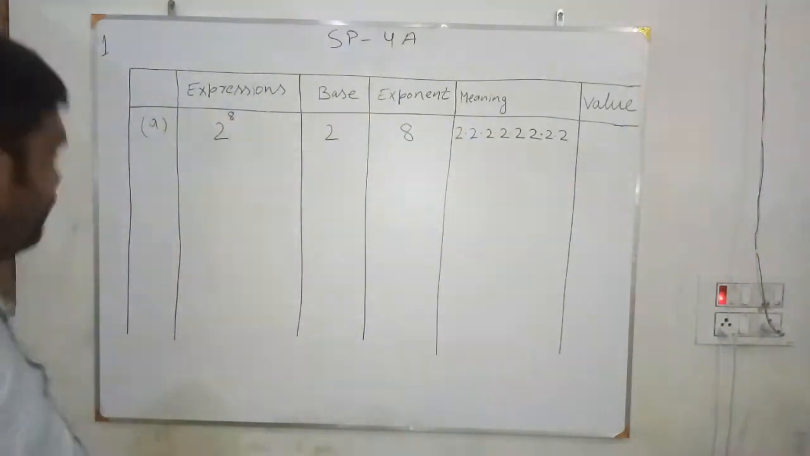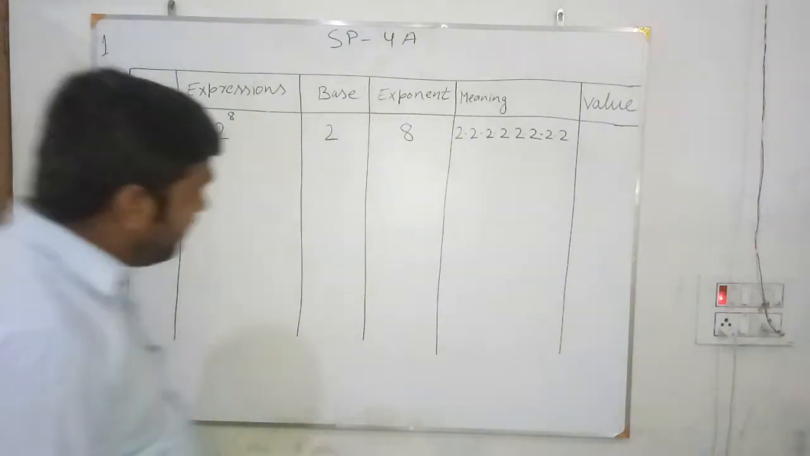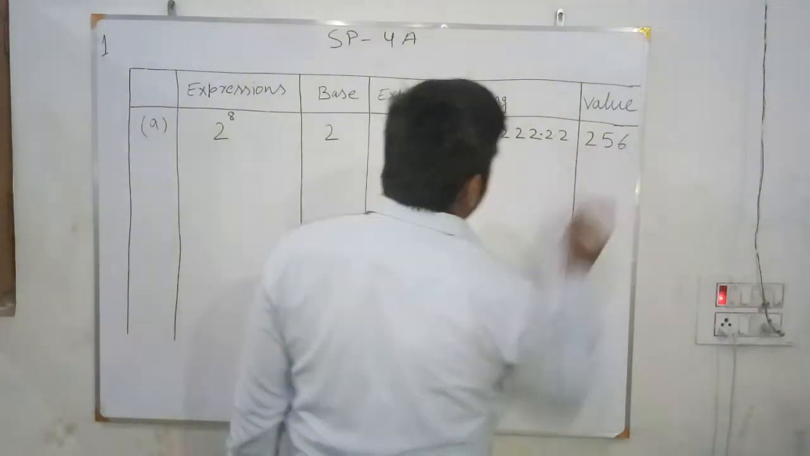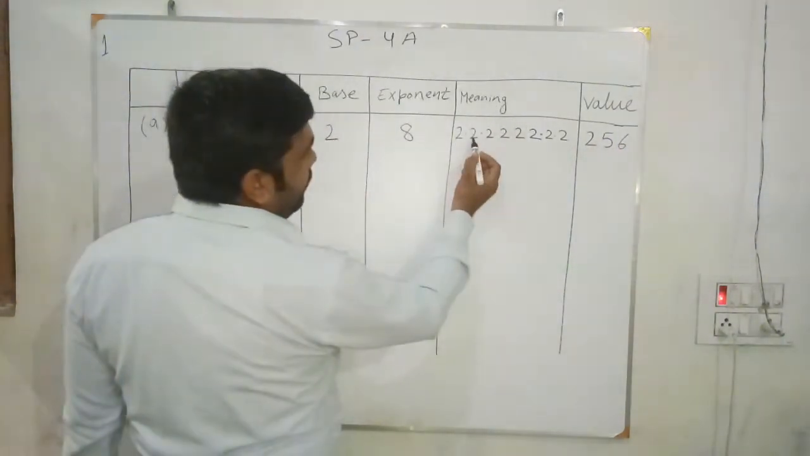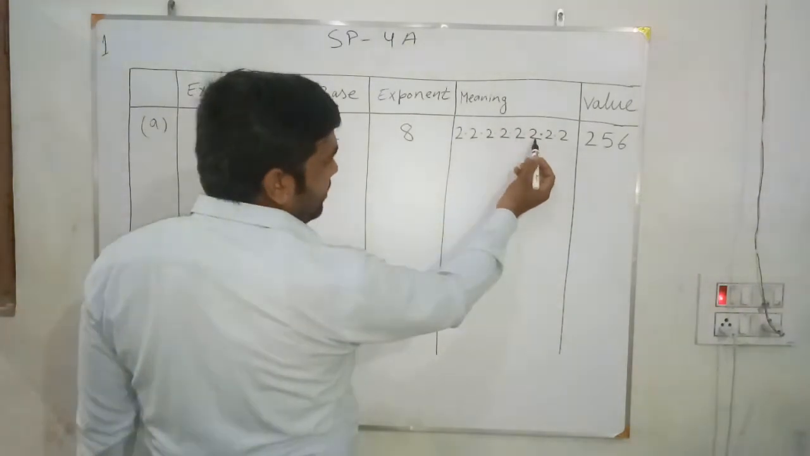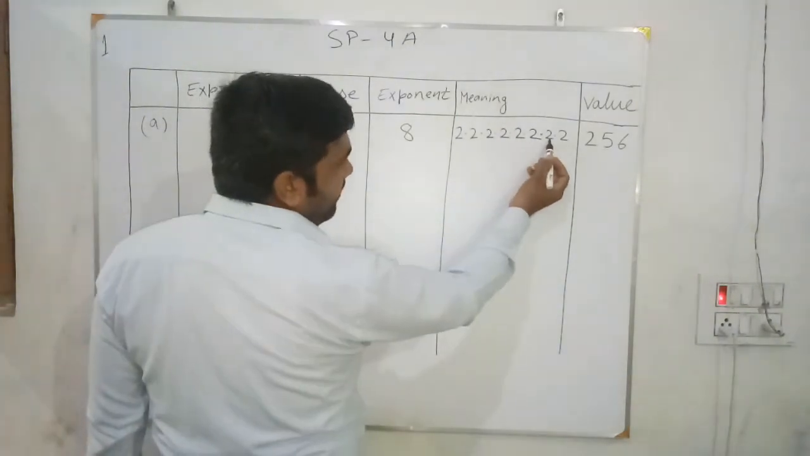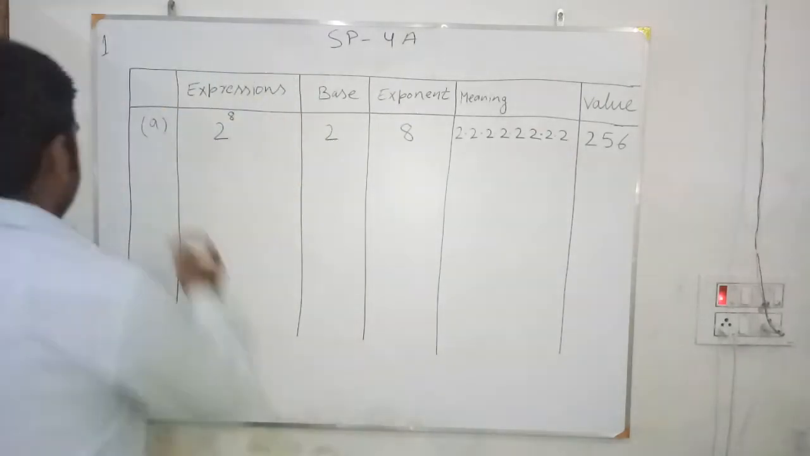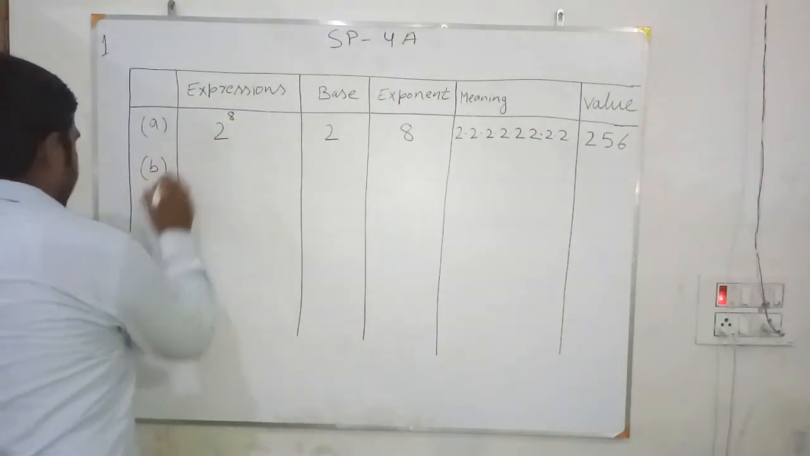So the value of 2 to the power 8 is 256. When you multiply this you will get the value 256. See how? 2 twos are 4, 4 twos are 8, 8 twos are 16, 16 twos are 32, 32 twos are 64, 64 twos are 128, 128 twos are 256. Okay.